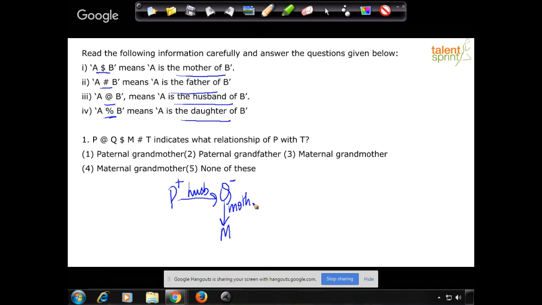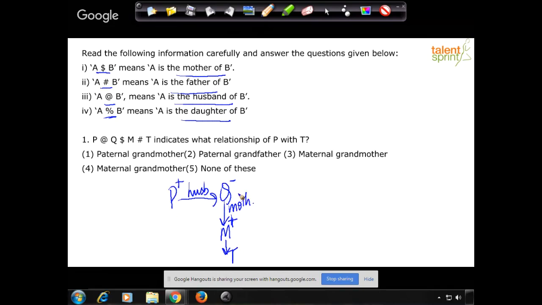Let's read the last part of the expression, which is M#T. If you know the last part, hashtag stands for father, which means that M is the father of T, which means that the gender of M is male and M is the father of T. Now notice, boys and girls, that we do not know the gender of T, but interestingly, if we go back and read this question properly, we do not need the gender of T to answer this question. We know that P is the husband of Q, because of which P is male and Q is female.